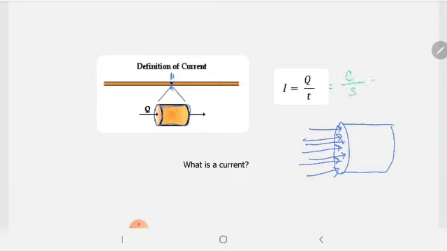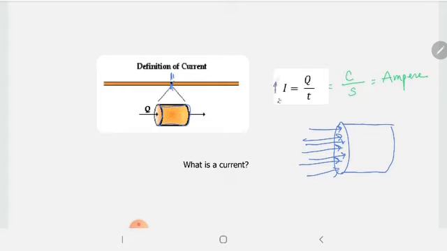By the way, since we have this formula, current will be coulomb per second. And then the unit for current is ampere. Okay? So current over seconds. That means that if there are more charges flowing through the cross section, the larger will be the current, the I. The symbol for current is I.